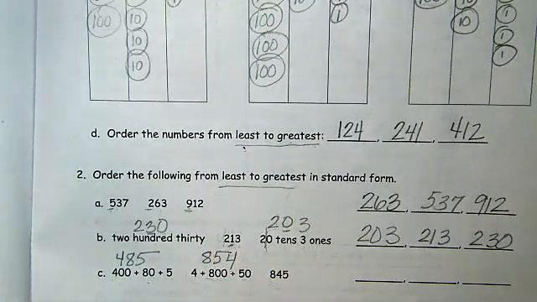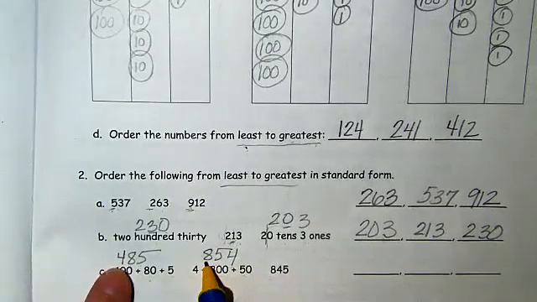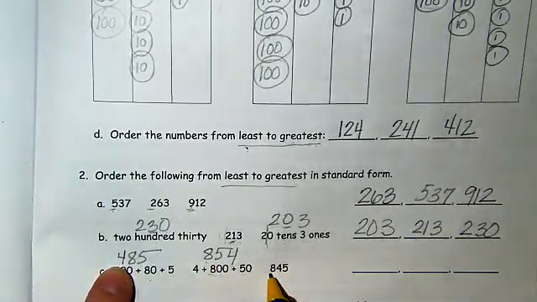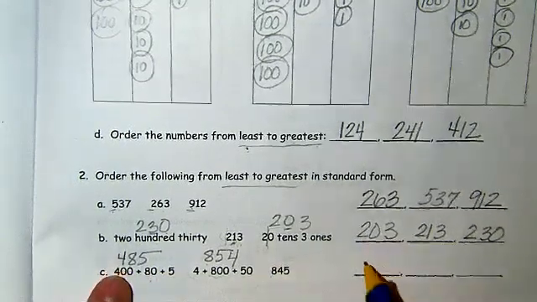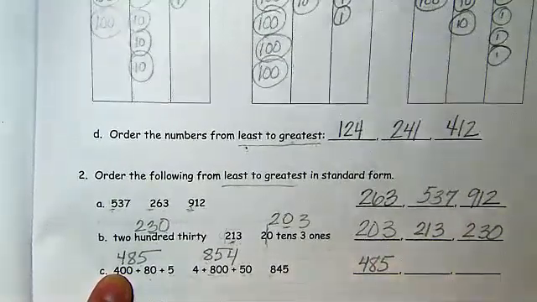So we are looking for the least number, the smallest number first. So let's look at our hundreds. We have a 4, an 8, and an 8. Which of those is going to be the smallest? 485 is the least number.